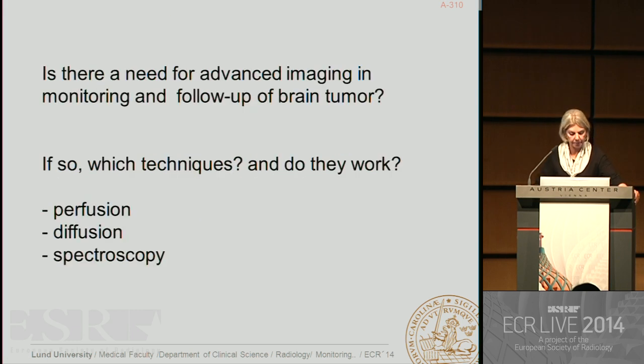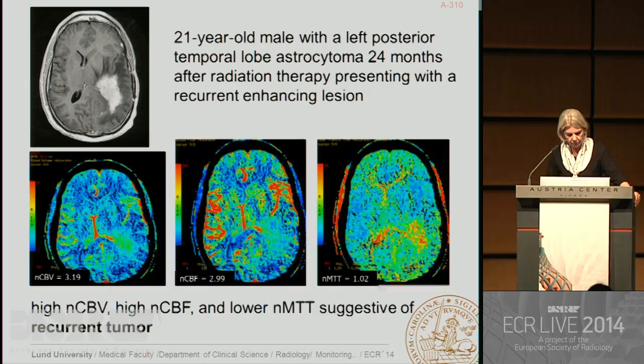corticosteroid treatment. So, while saying all this, now we could wonder, do we really have a need for advanced imaging in monitoring brain tumors? And if so, which kind of techniques are we going to choose, and do they actually work? So I will give you a description of the perfusion, diffusion, and a few words about spectroscopy, which I think could be helpful to evaluate especially true progression from pseudo-progression.